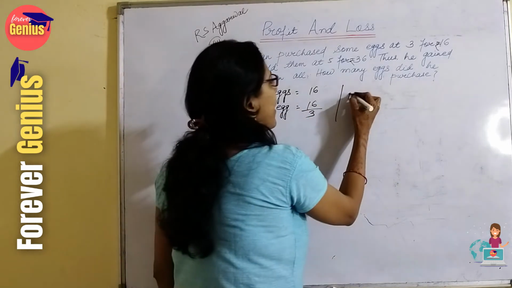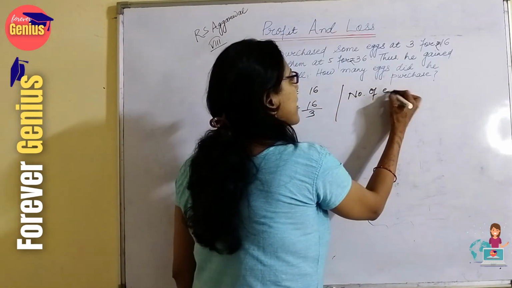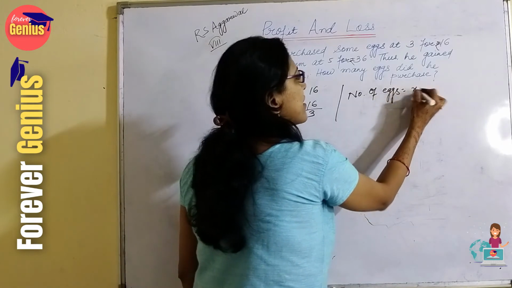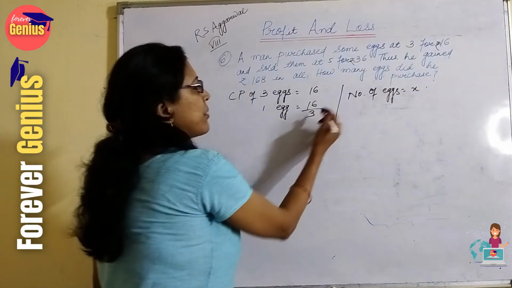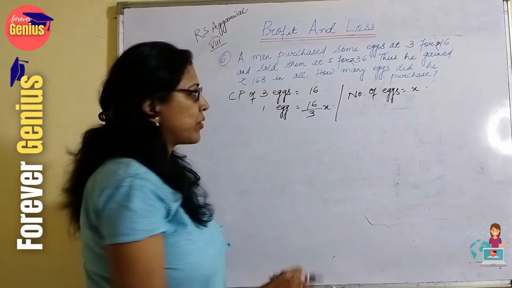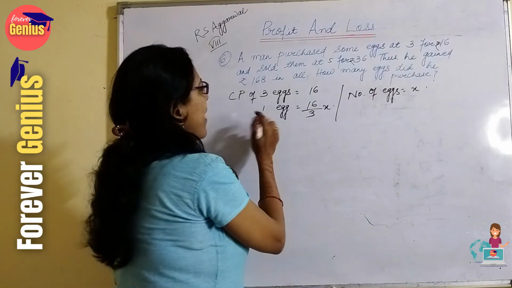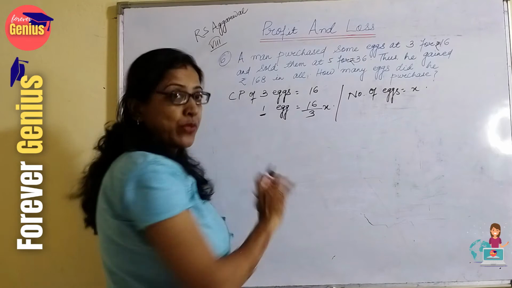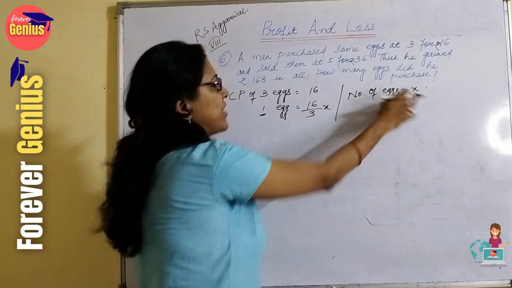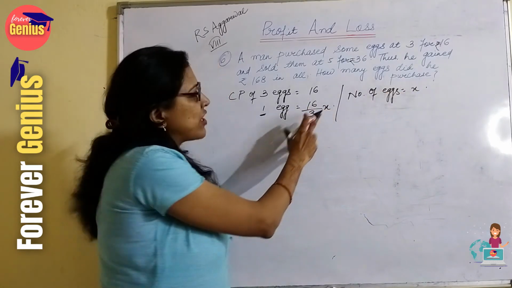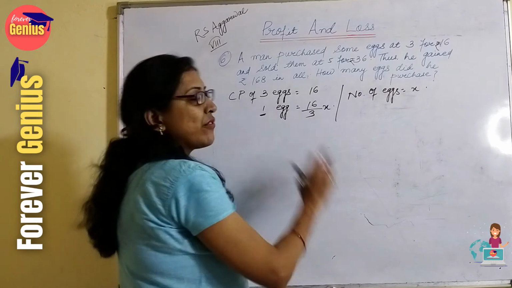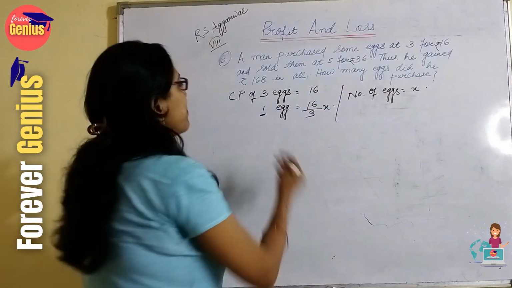Let the number of eggs purchased be x. So 16 by 3x, because we don't know the total quantity. If I know the cost price of 1, whatever number of eggs I purchased will be multiplied with the cost price of 1, and then I can find the total cost price.